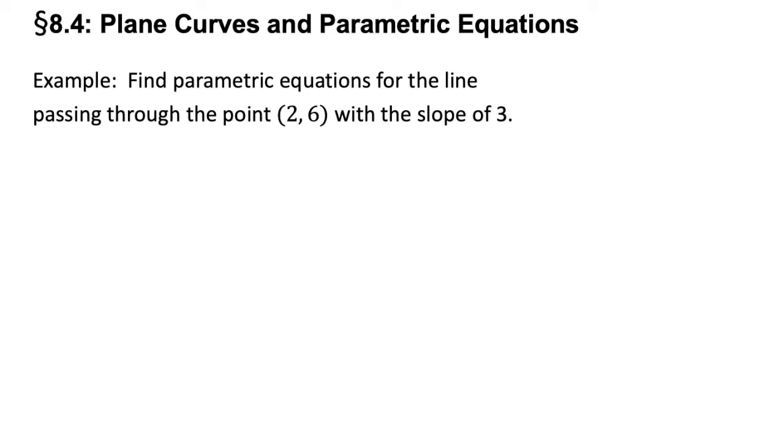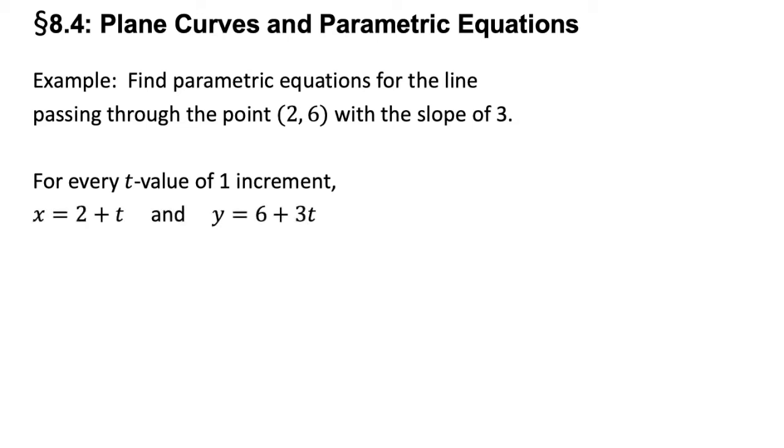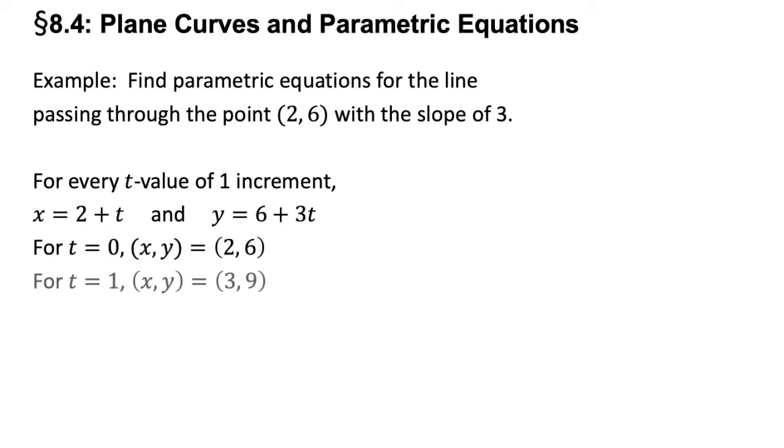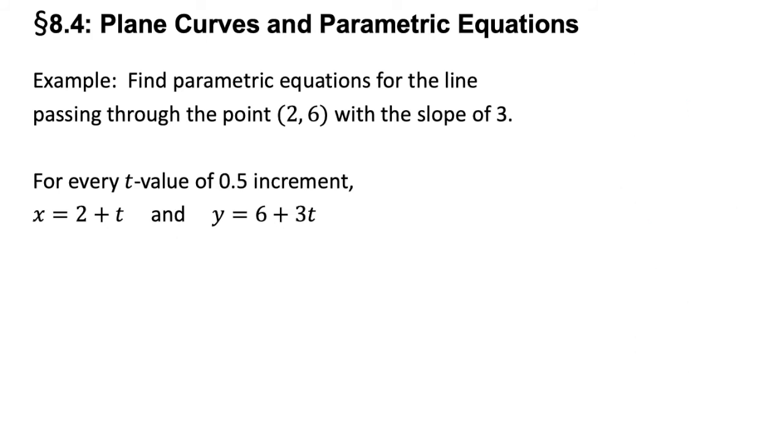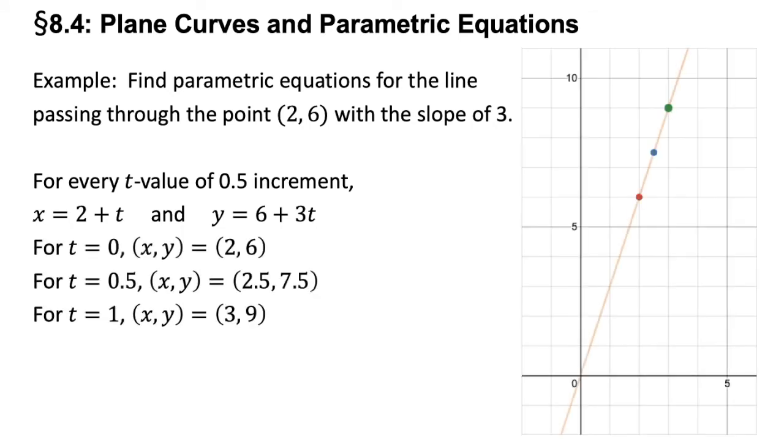Let's find parametric equations for a line passing through (2, 6) with a slope of 3. So for every t increment of 1, x increases by 1 and y increases by 3. This is because rise over run is 3 over 1. Thus, x = 2 + t and y = 6 + 3t. For an increment of 1, for t values 0, 1, and 2, we get the 3 points on the plane. And so the line is defined by these parametric equations. If we use an increment of 0.5, we have 3 other points forming the same line.